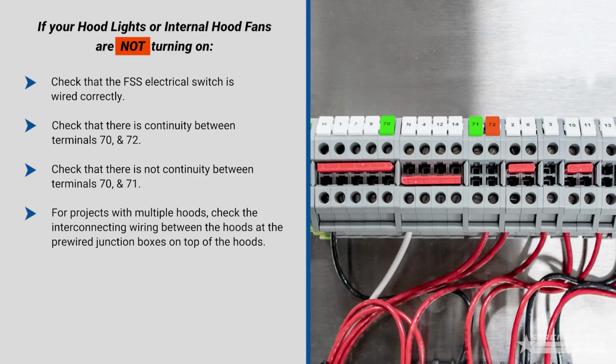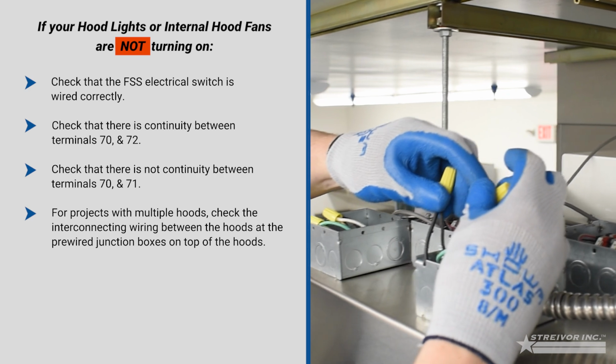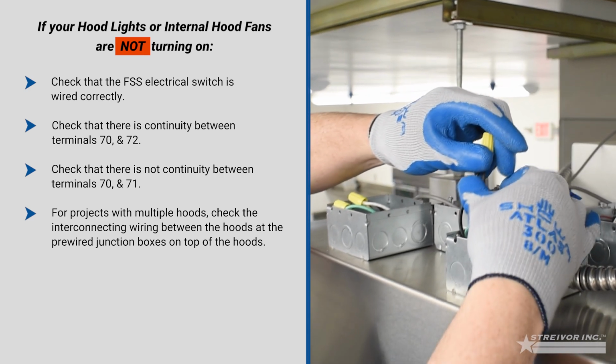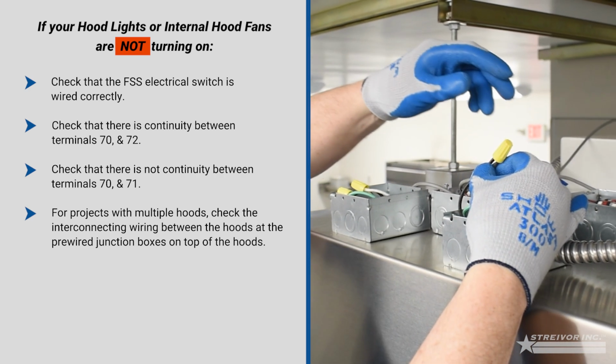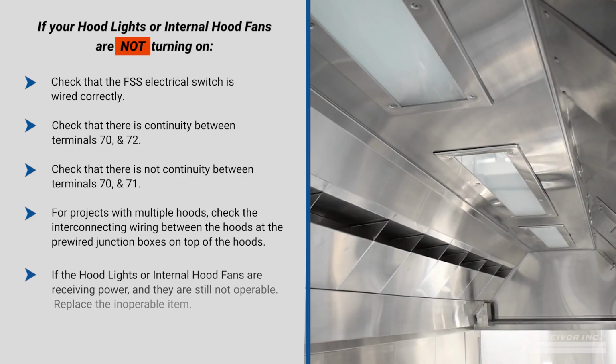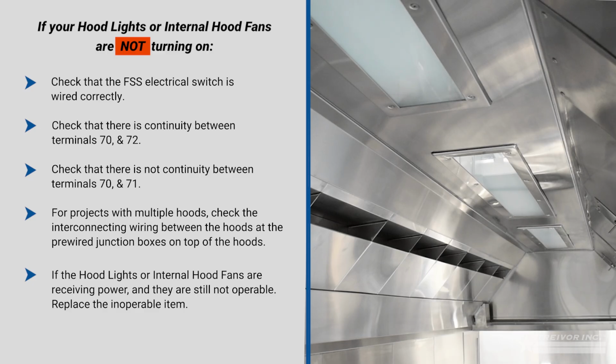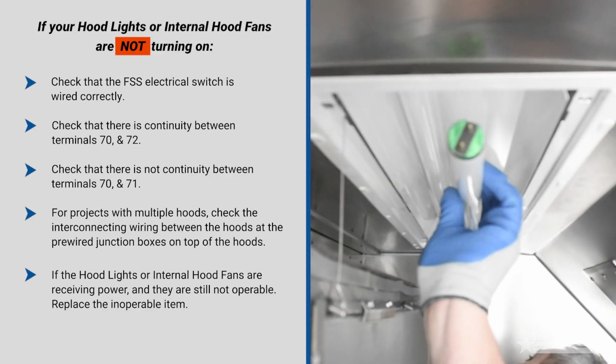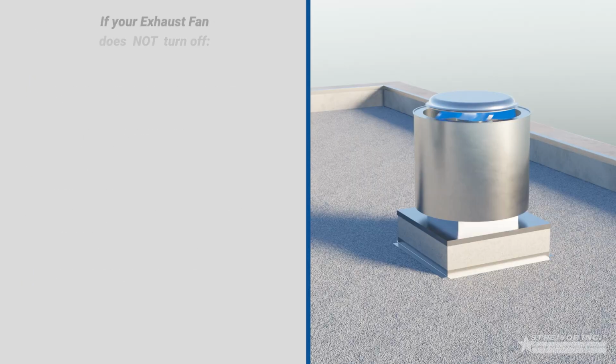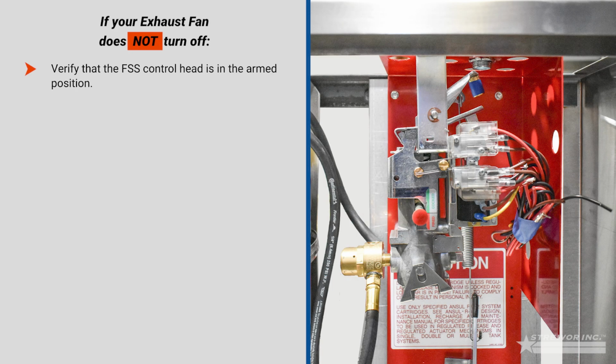For projects with multiple hoods, check the interconnecting wiring between the hoods at the pre-wired junction boxes on top of the hoods. If the hood lights or internal hood fans are receiving power, and they are still not operable, replace the inoperable item. If your exhaust fan does not turn off, verify that the FSS control head is in the armed position.